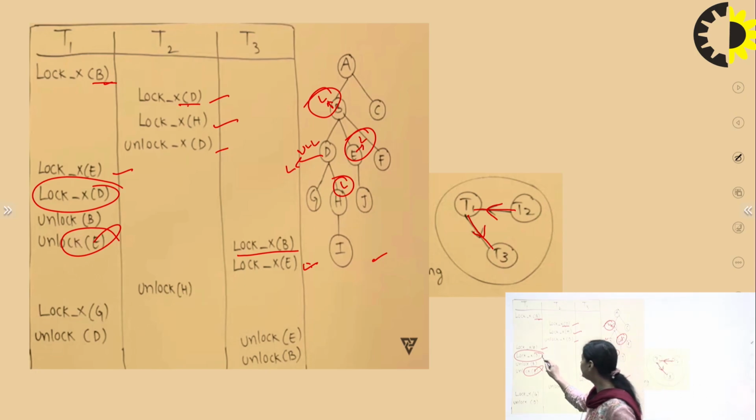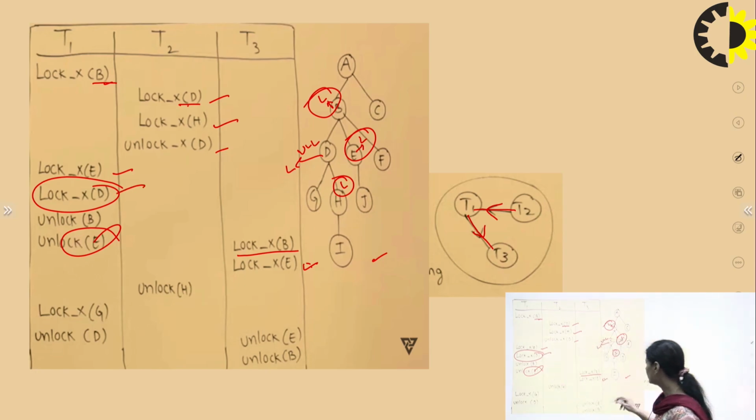Lock X at D, this D is not taken up later on. These are unlocked. Now the lock has been applied on B but is not taken up later on. Lock has been applied on E but not taken up at the end. Lock at G is not taken up. So we have a schedule like this.